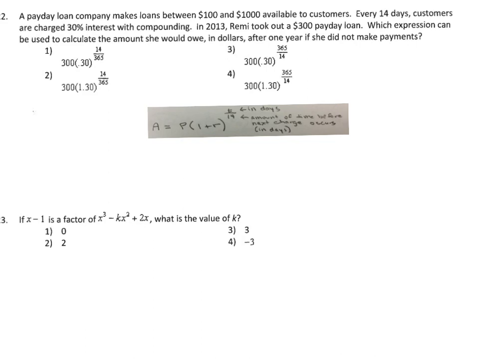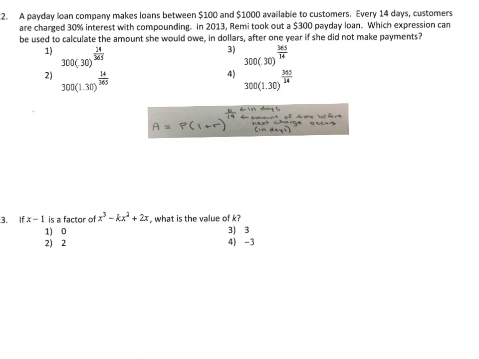Number 22, a payday loan company makes loans between $100 and $1,000 available to customers. Every 14 days, customers are charged 30% interest with compounding. In 2013, Remy took out a $300 payday loan. Which expression can be used to calculate the amount she would owe in dollars after 1 year if she did not make payments?